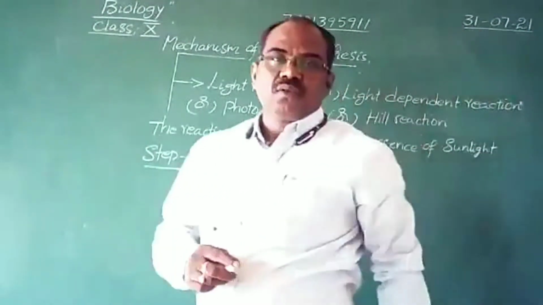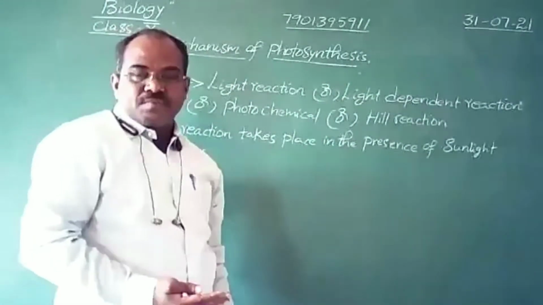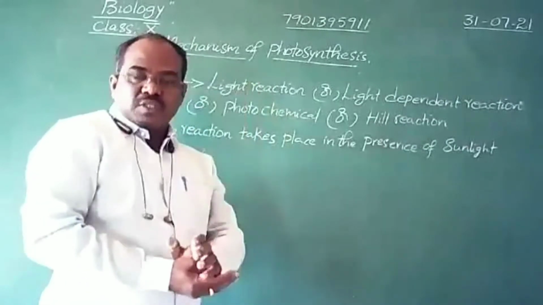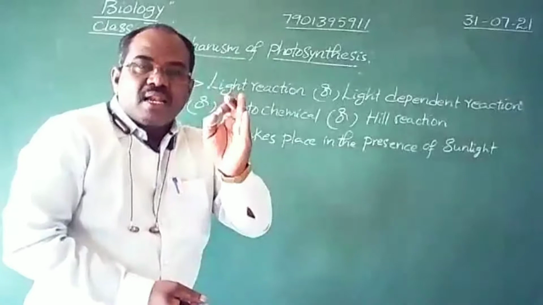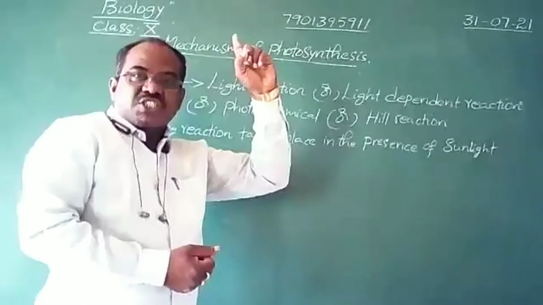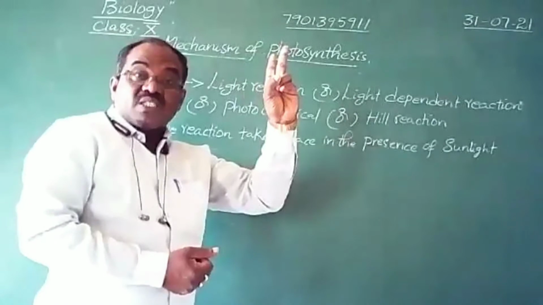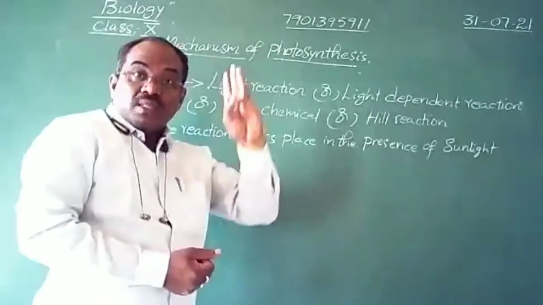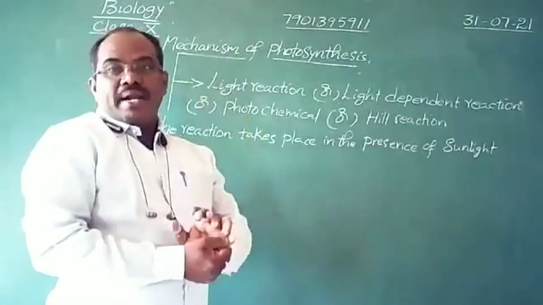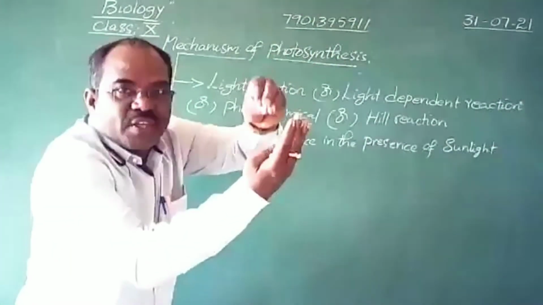First step, when light is activated on the chloroplast. As previously said, during the photosynthesis process, several steps occur in the chloroplast. One is conversion of solar energy into chemical bond energy. Second is splitting of water molecules. Third is reduction of carbon dioxide to carbohydrates.